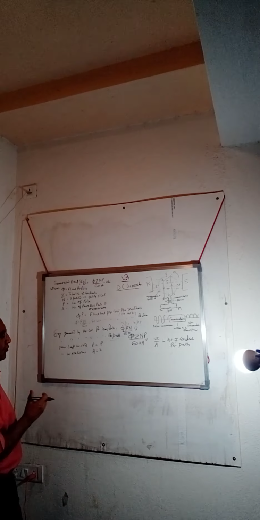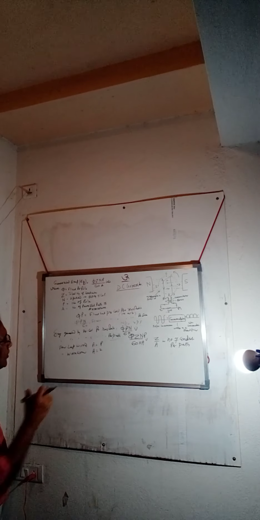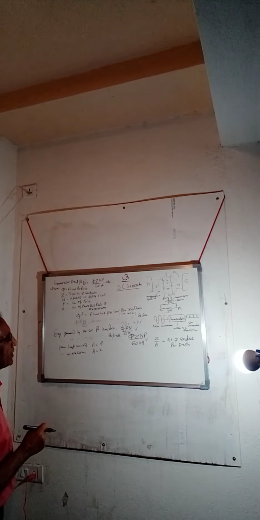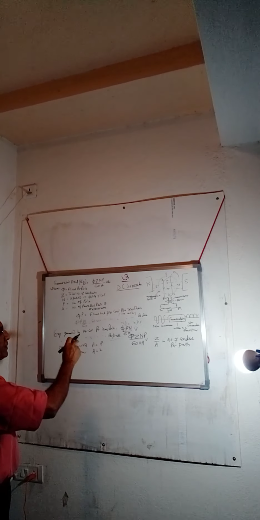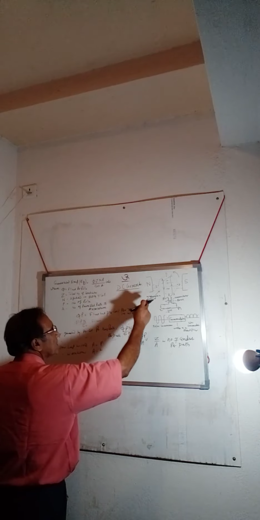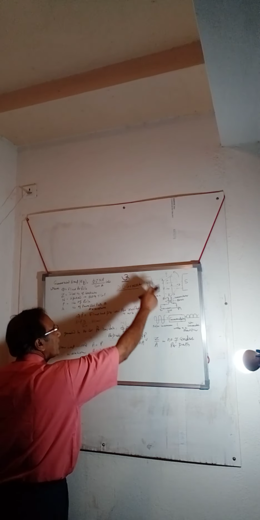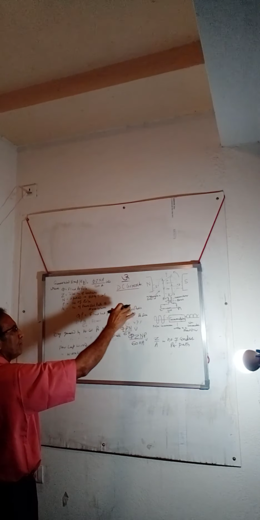Now a few facts we have to understand about the DC generator. This is a small machine. So in a small DC generator, the coil is rotating and the magnetic flux remains stationary.